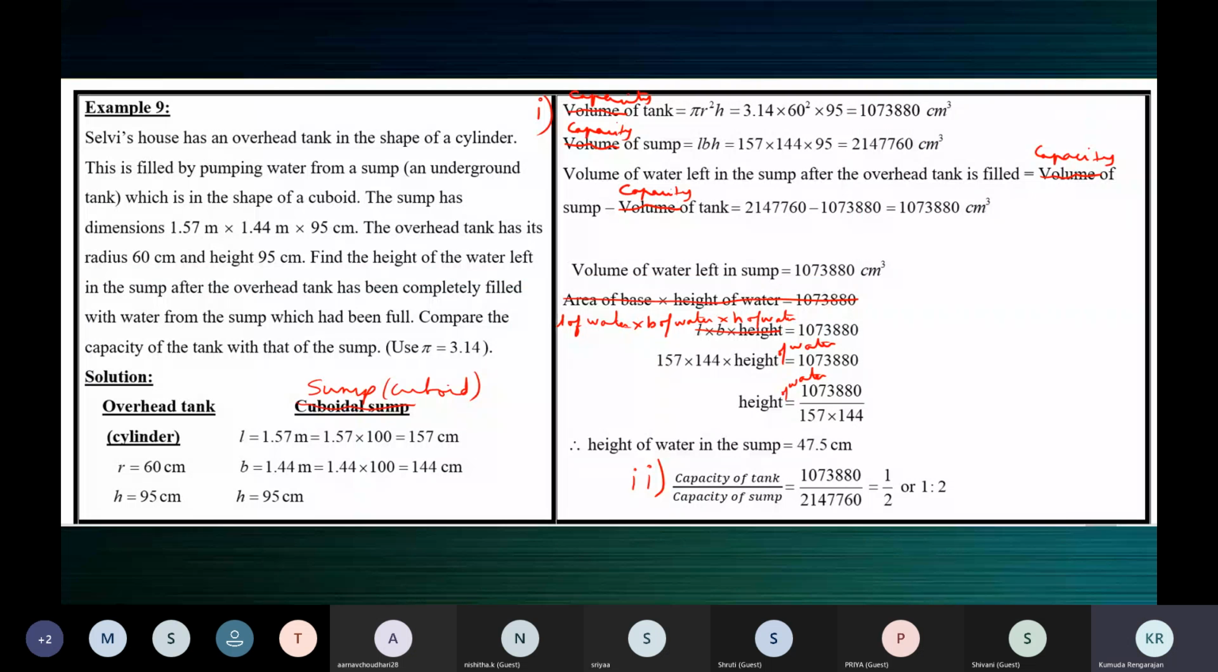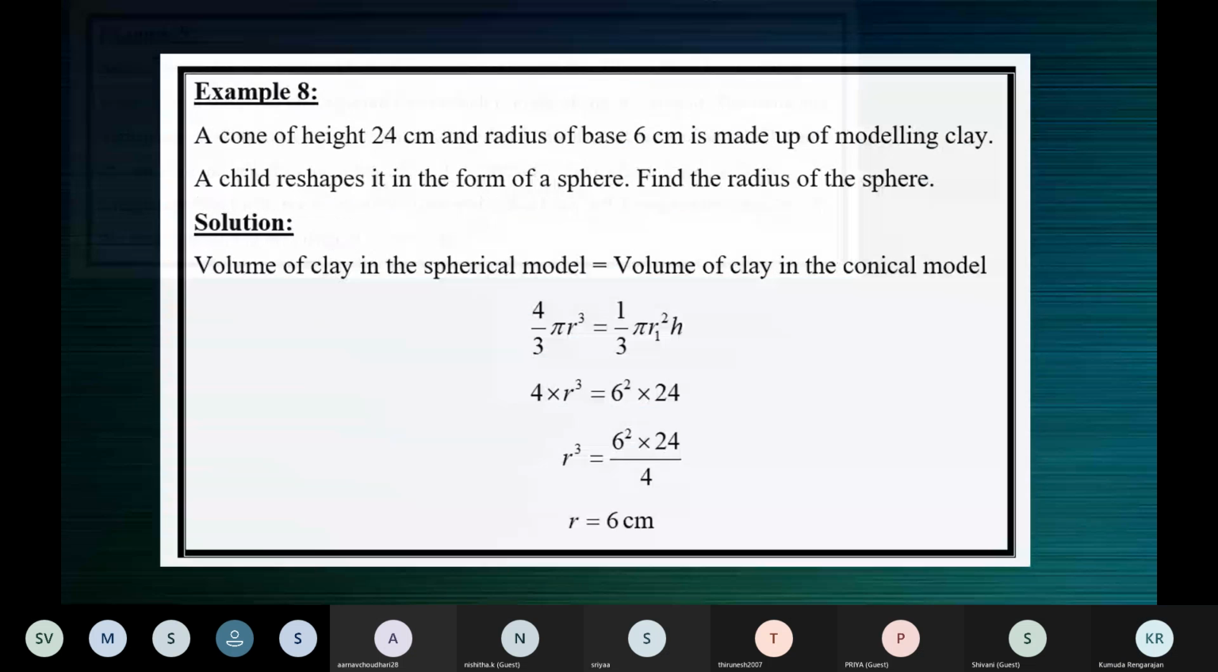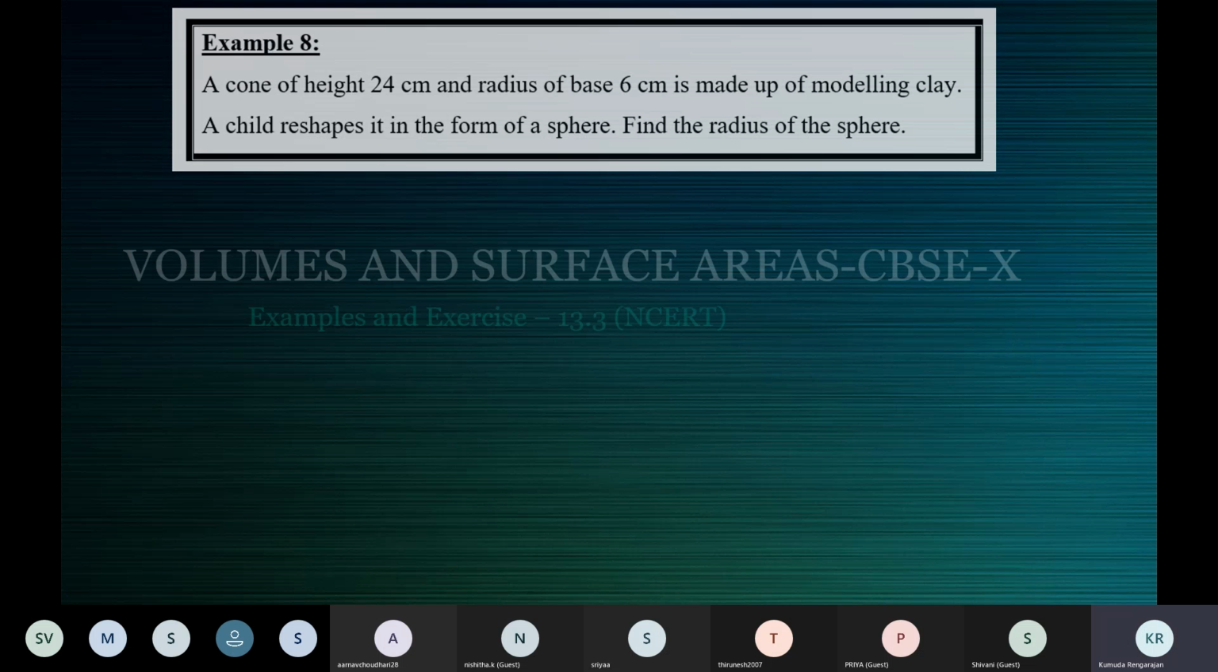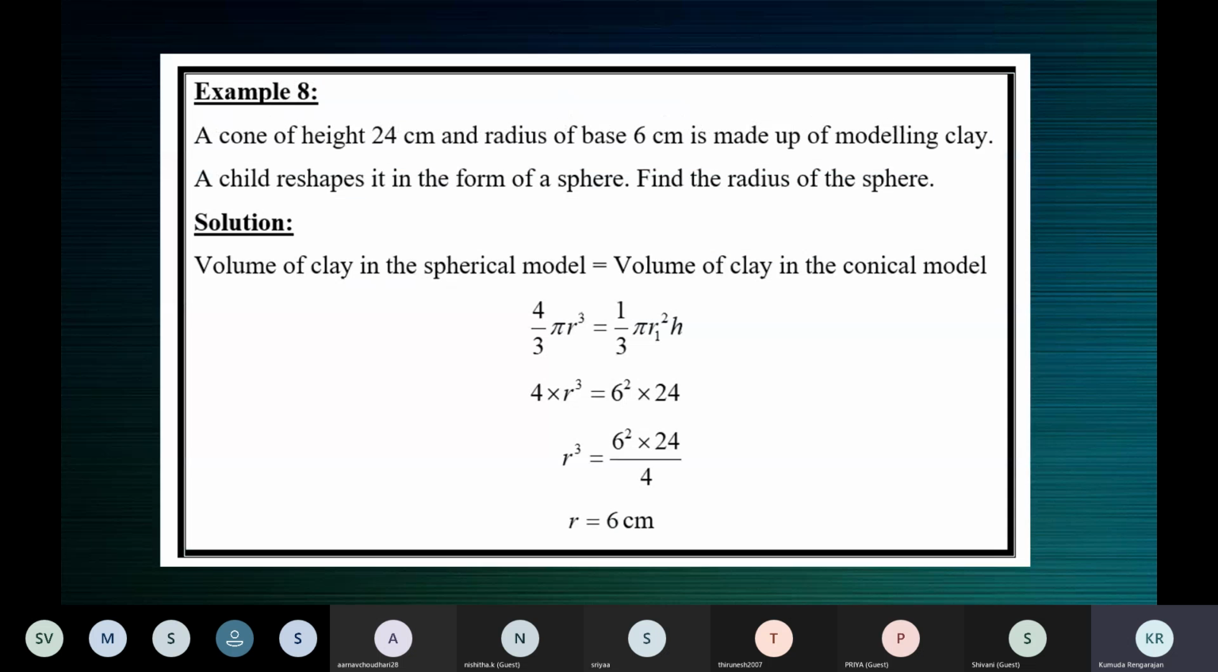Is it understood, children? Any questions here? No, ma'am. Okay, Tirunesh. Fine. Yeah, this is easy. This will come to the end of this exercise also. Please help yourself with this one. Complete this. This one will be followed by a test. So with this, we have finished volumes and surface areas from the textbook.